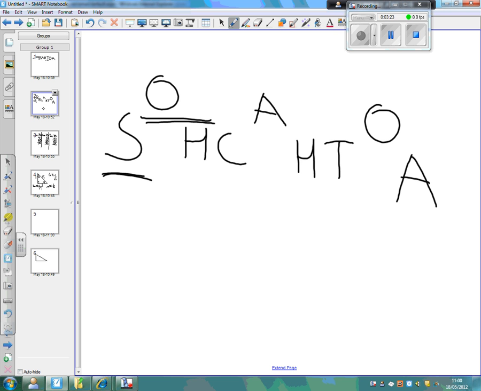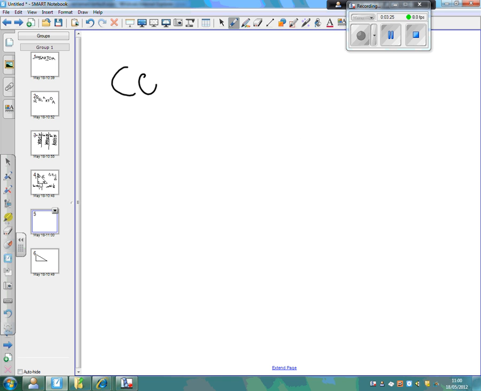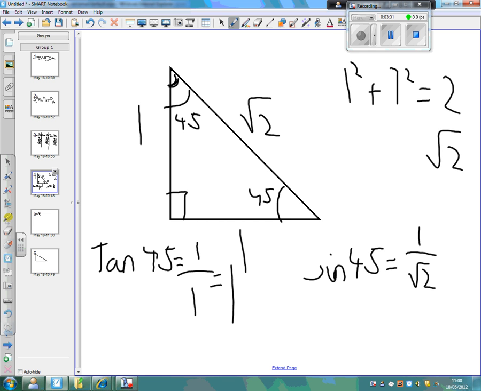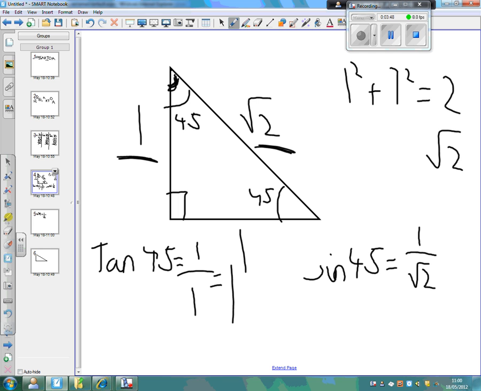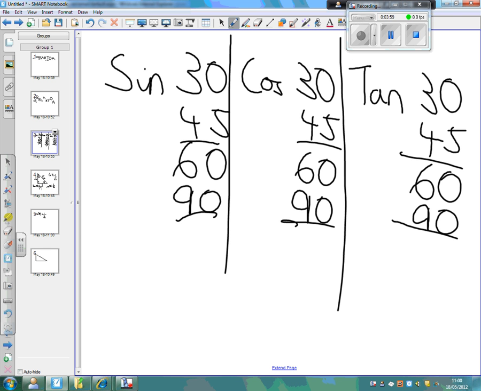So if you try and work out cos 90, for example. Now if you remember, cos is adjacent over hypotenuse. So if we're working out this, the adjacent will be this one, and the hypotenuse will be this one. So cos 90 equals 1 over square root 2. So that's how we'd work it out. So if you remember this triangle with the opposite and the adjacent being 1 each and the hypotenuse being square root 2, then you can work out sine 45, sine 90, cos 45, cos 90, tan 45, tan 90.